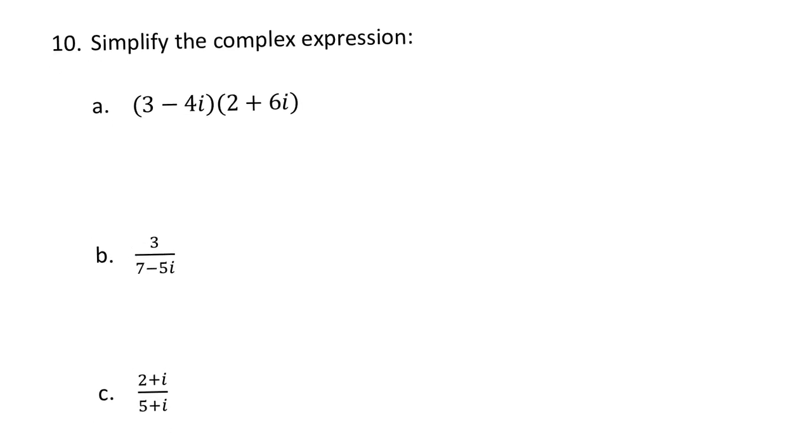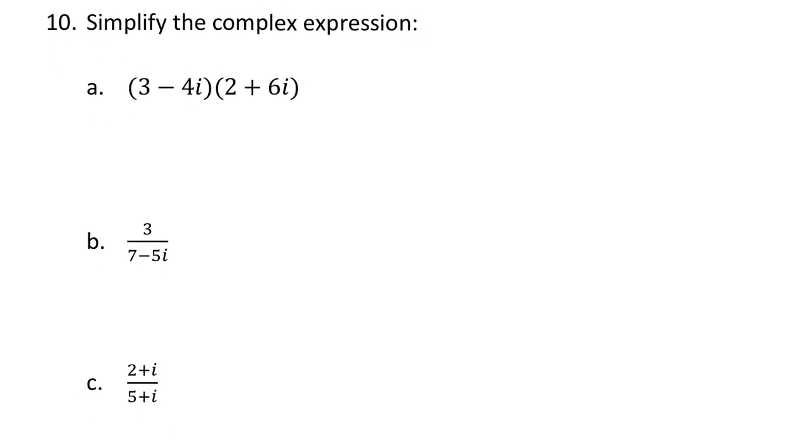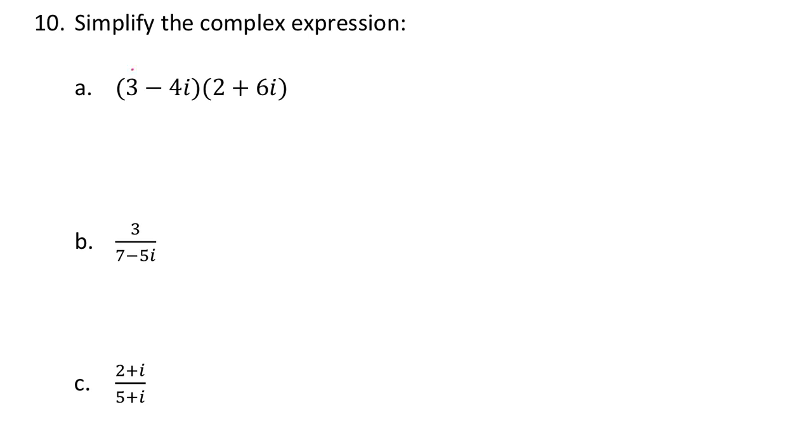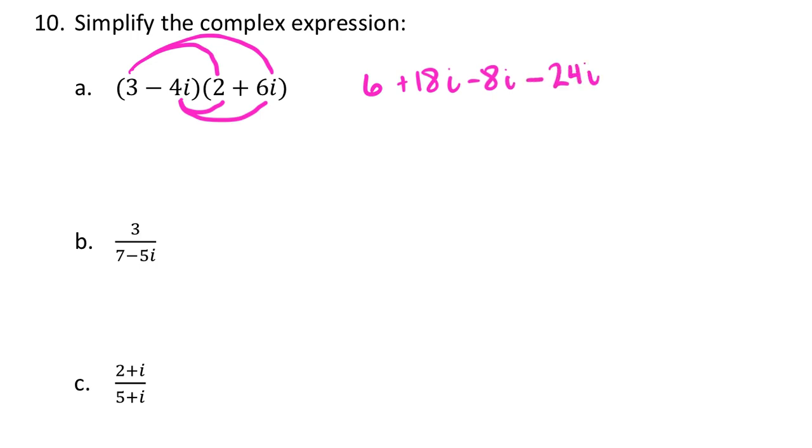So the thing we're going to do with 10 is we just need to simplify the complex expressions by multiplying them. All right, so this one, we're going to just FOIL. So we have 3 times 2 is 6. 3 times 6i is 18i. Negative 4i times 2 is negative 8i. And negative 4i times positive 6i is negative 24i squared.